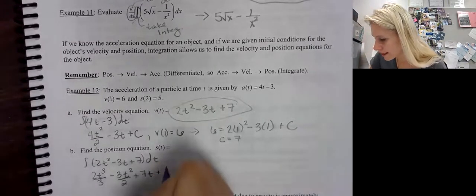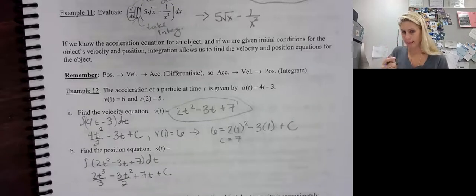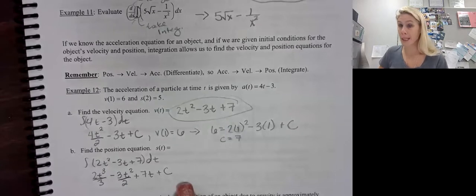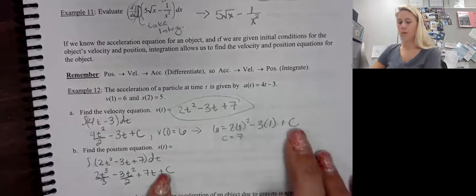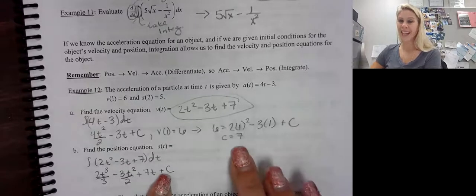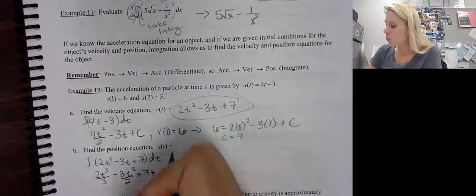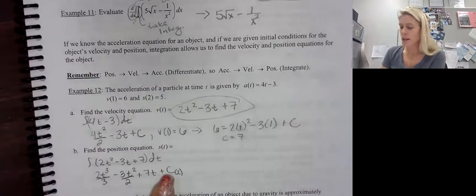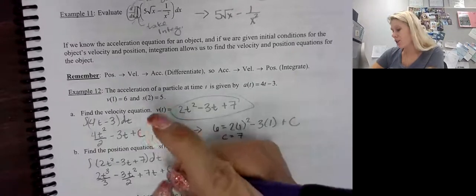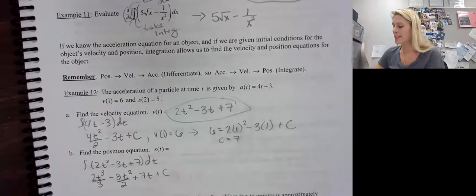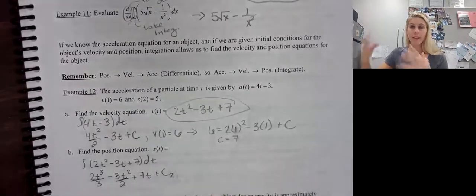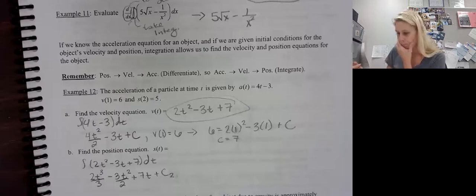Now, here is where it gets tricky. I already used c, and I said c equals 7. This is a new c. We can't keep it as just a normal c because we're already indicating that the normal c is 7. So when we do this, guys, usually what they like to do is put a subscript in there. You could do the parentheses, but you don't have to. So I'm going to say c sub 2, so I know it doesn't equal 7. It's going to equal its new number.